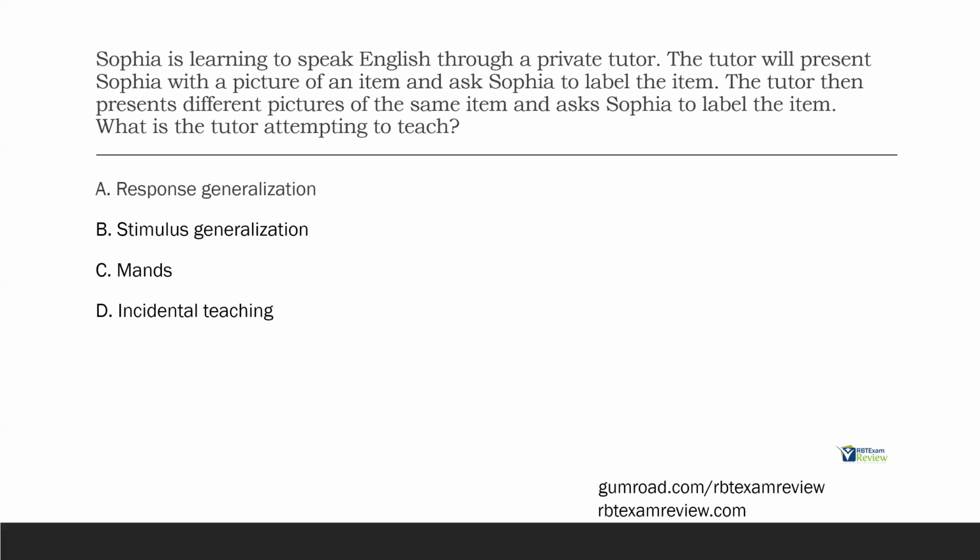What is our trick for response and stimulus generalization? Ask yourself, are there more than one response or are there more than one stimulus? Okay? In this case, we have a single response and multiple stimuli. Therefore, we are looking at stimulus generalization. When you have a single stimulus and multiple responses, you have response generalization, okay? Sophia's tutor is attempting to teach Sophia to generalize this response across stimuli.